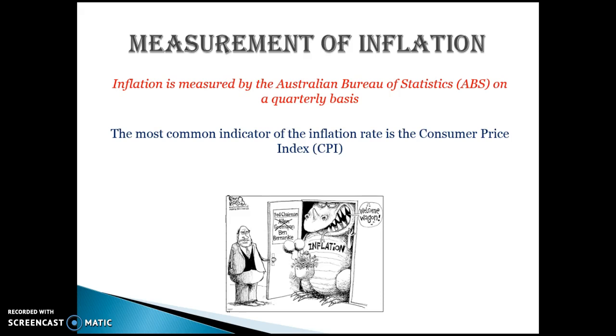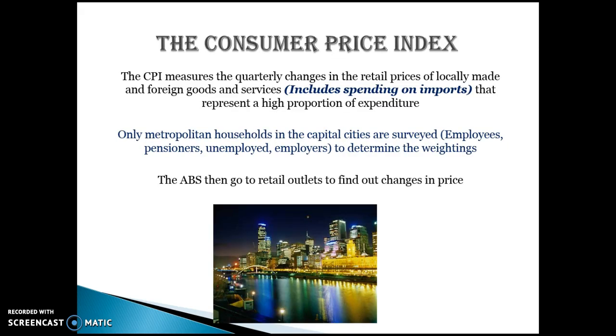The most common indicator of inflation is the Consumer Price Index, and that's the one we're going to be talking about in this video. So the Consumer Price Index measures the quarterly changes, so every 3 months, in the retail prices of locally made and foreign goods and services. So we're trying to get an indication of the purchasing power of Australians, and because Australians purchase imports, imports are included in the Consumer Price Index. Exports aren't, because they're not things we're spending money on, but it's trying to get a measure of the changes in the prices of things that Australians are spending on goods and services, or the retail prices.